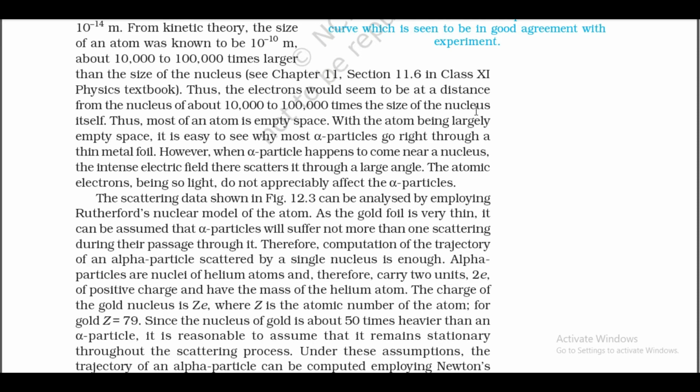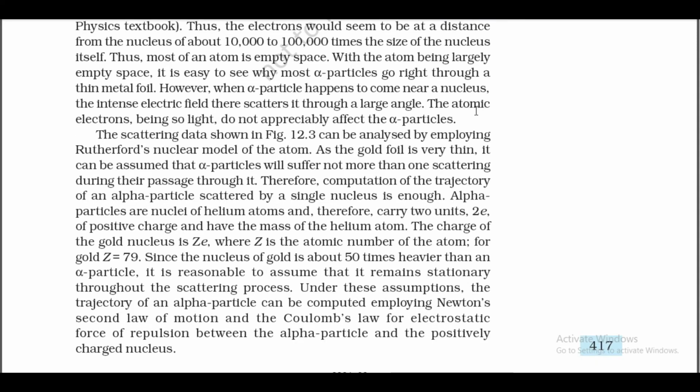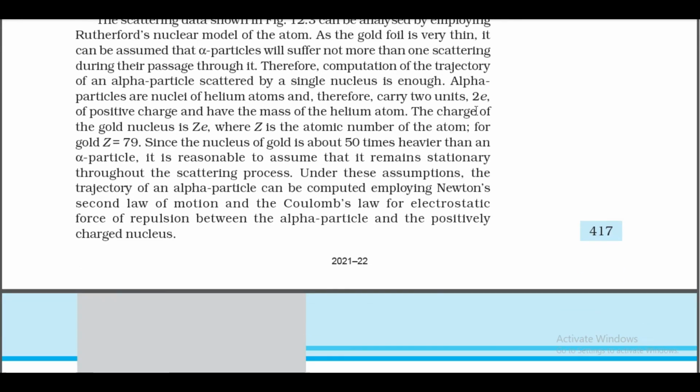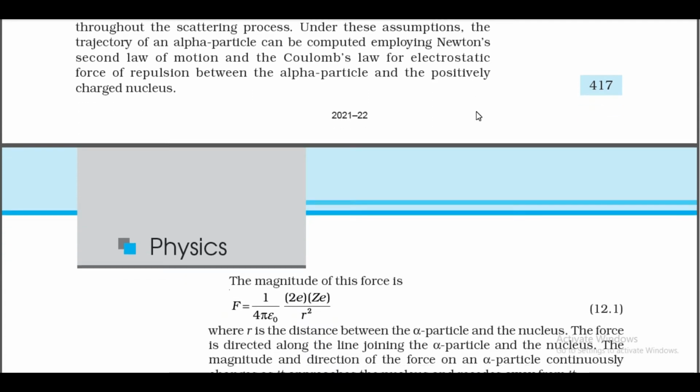Since the nucleus of gold is about 50 times heavier than an alpha particle, it is reasonable to assume that it remains stationary throughout the scattering process. Under these assumptions, the trajectory of an alpha particle can be computed employing Newton's second law of motion and Coulomb's law for electrostatic force of repulsion between the alpha particle and the positively charged nucleus.